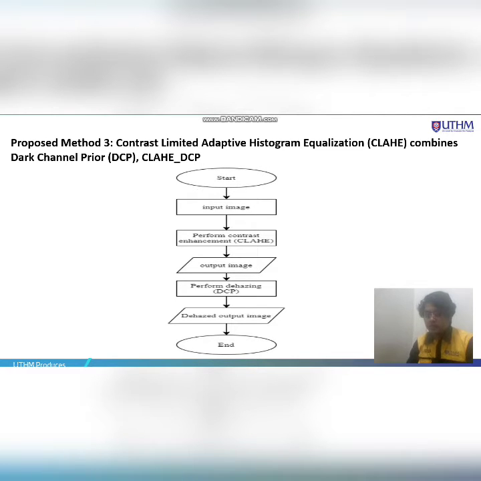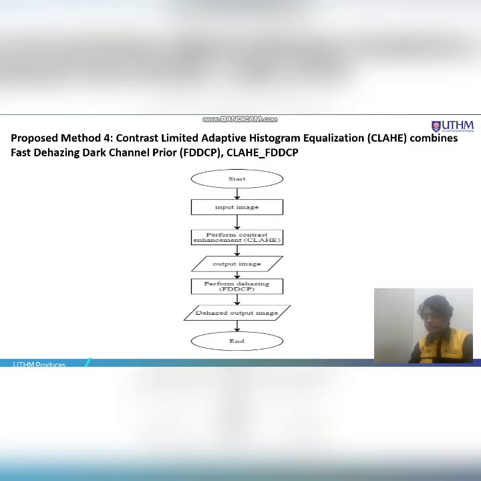So this is our proposed method 3, which is the combination of contrast limited adaptive histogram equalization, which is CLAHE, combined with dark channel prior. And it's still the same. We're using the flow chart, where we perform contrast enhancement first, which is CLAHE, and we come up with the output image and perform dehazing dark channel prior, and we come up with the image enhancement from this method.